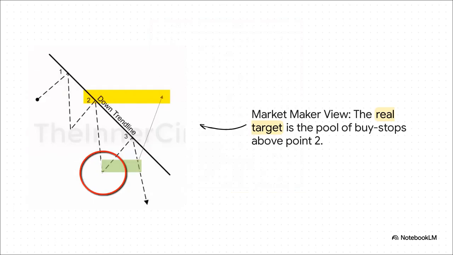So, from the market maker's view, that downtrend is the perfect setup to get people to sell. They let retail traders sell and sell, all while a huge pool of buy stops builds up above point 2. Then, when the moment is right, they'll come in and buy aggressively, driving price straight up to trigger those stops and fuel a massive rally. The trend line was just the bait for the trap.